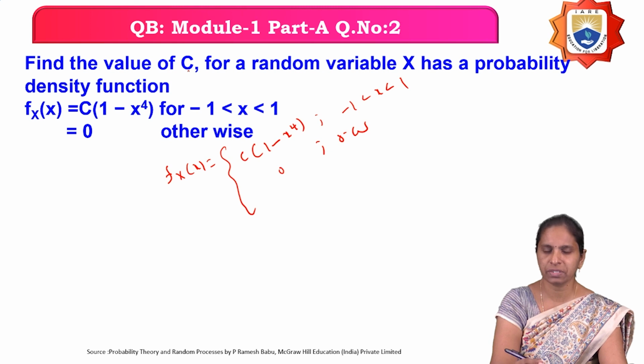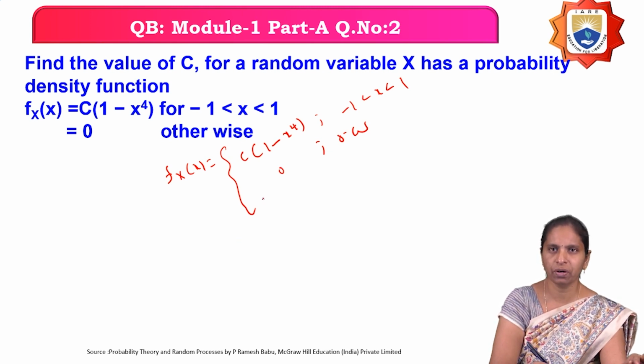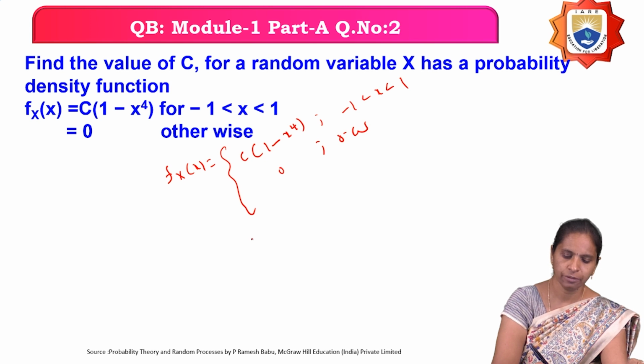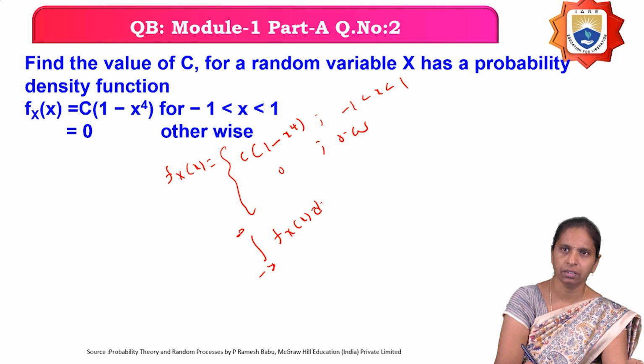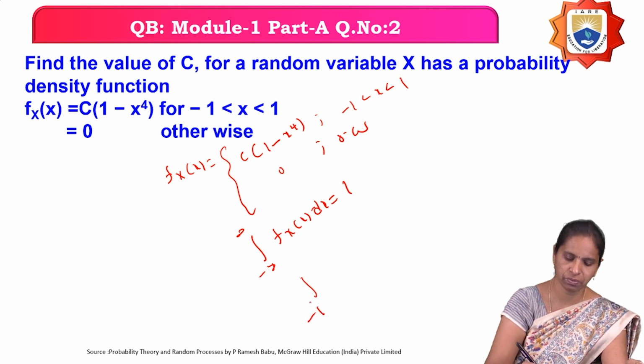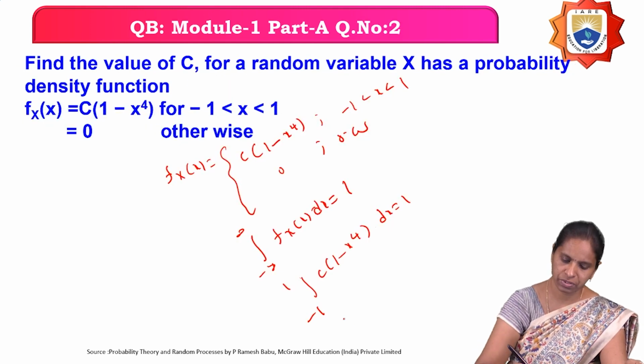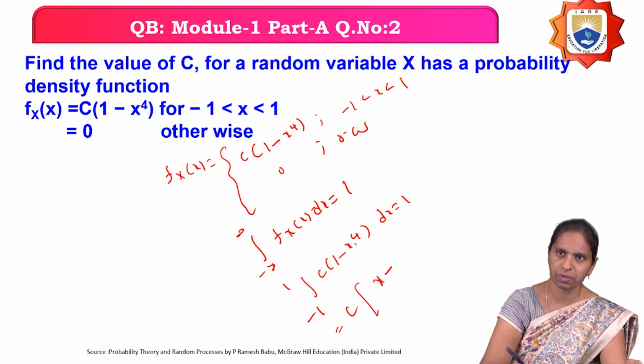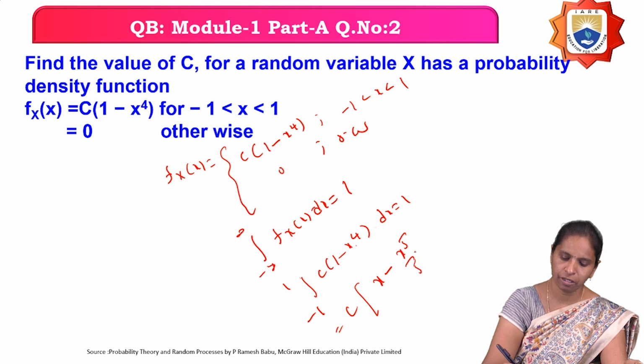So in order to calculate the value of c, you have to use the properties of the probability density function. What is the property you have to use? The area under the density function is equal to unity, the area under the density function is equal to 1. Therefore, integration. The density function is defined only from minus 1 to 1. So, integral from minus 1 to 1 of c into 1 minus x power 4 dx equals 1. Now, if you simplify this, c into integration of 1 is nothing but x, minus integration of x power 4, nothing but x power 5 by 5, and the limits are from minus 1 to 1, that equals 1.